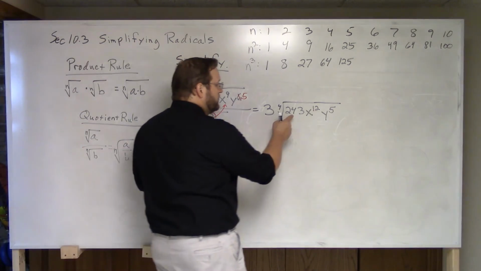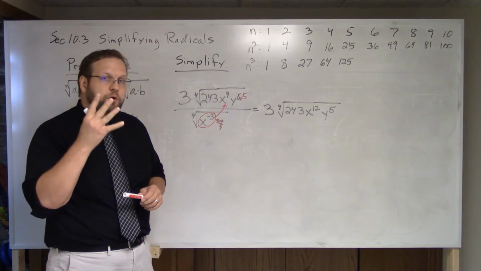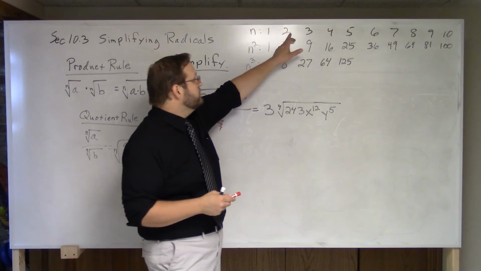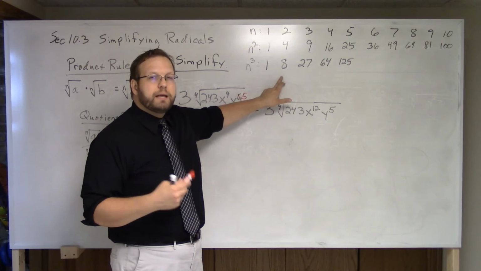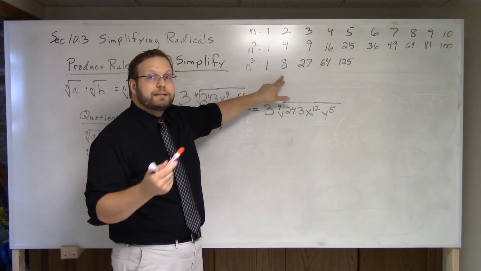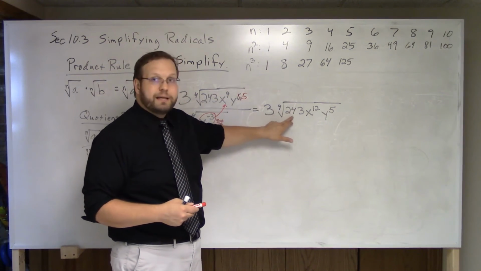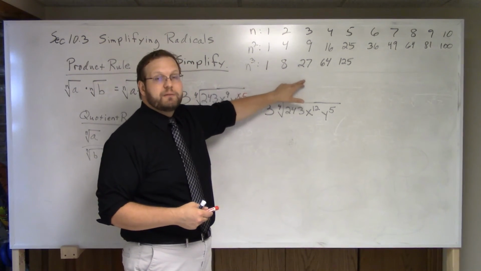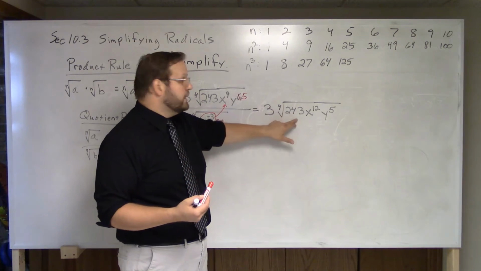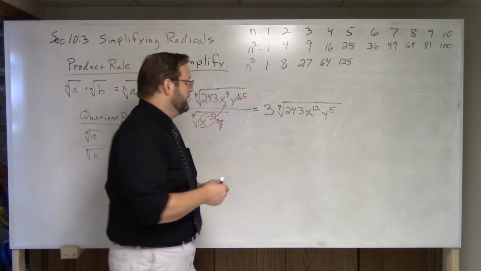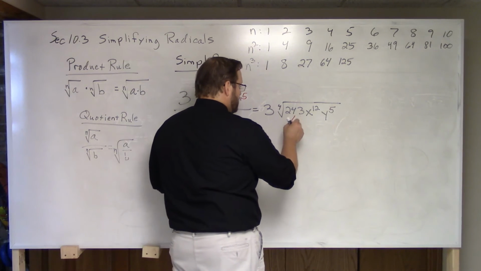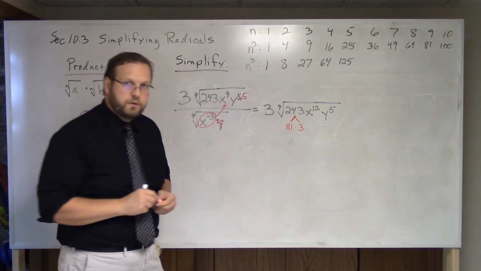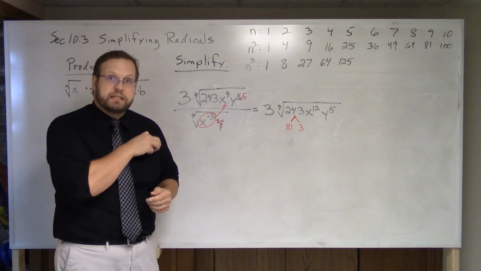So this 243, I want to think of a perfect fourth power that goes into 243. If I dealt with 2 to the 4th, I don't have it written here, but what would that be? 2 to the 4th would be 16. 16 going into this doesn't work. 3 to the 4th, 27 times 3 is 81. 81 going into 243? Yes. 243 can be thought of as 81 times 3. Okay? Now again, how does this all fall out?